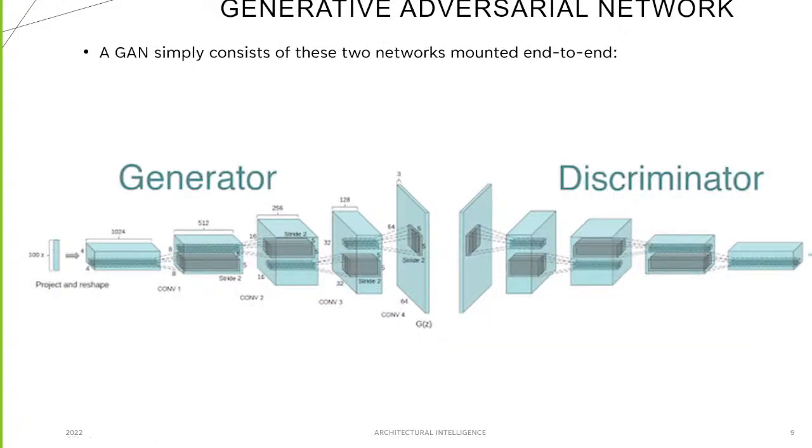So basically, a generative adversarial network contains two main networks, and they are mounted end to end. We call the first one the generator and the other one the discriminator. The generator produces synthetic or fake images, and the discriminator decides whether these images are real or fake. And in order to train the GAN, we go through multiple levels.